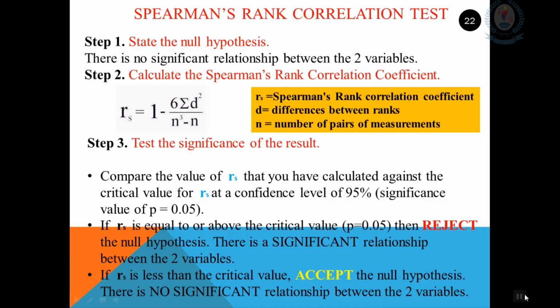Step 3. After calculating an rs value, we have to compare the value of rs with the critical value at a confidence level of 95%. And if the rs value equals or is above the critical value, then we can reject our null hypothesis, and if rs is less than the critical value, we can accept our null hypothesis.